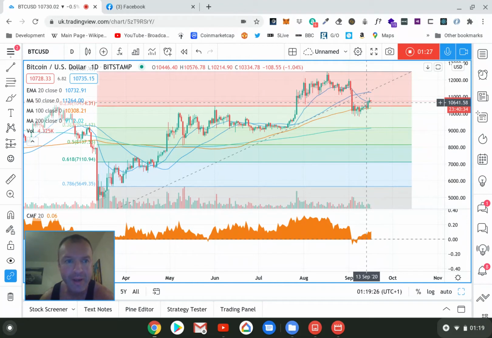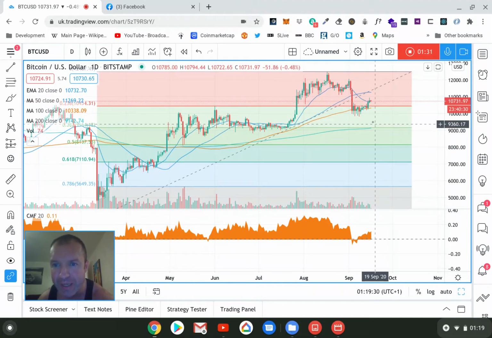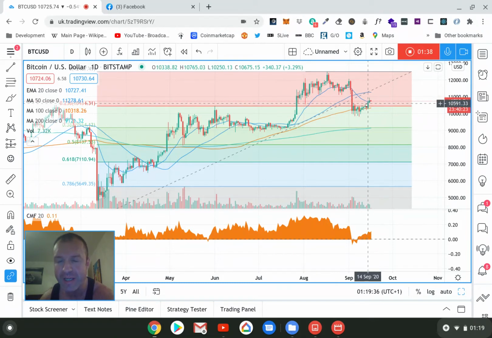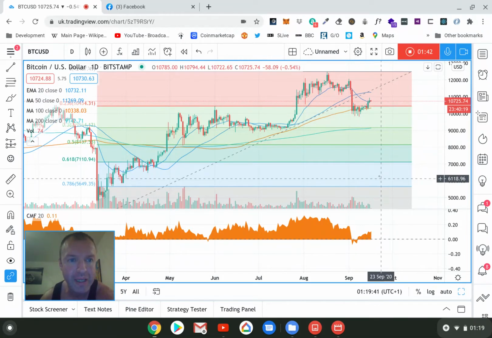We've come up and touched the 20-day moving average, and that has been a bit of resistance so far. This line here, this blue line here. So it'll be interesting in the coming days to see if we can get above that. And then the target will be the 50-day, the 11,269.